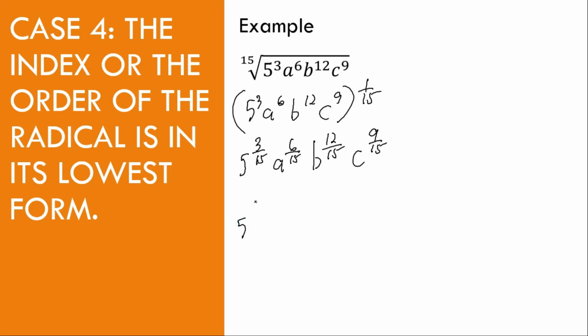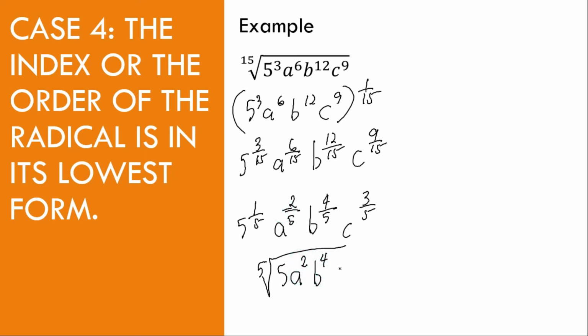Then, lowest term, si 3 over 15 can be written as 5 raised to 1 over 5. Si a naman, 6 over 15, divide nyo both by 3, so it will become 2 over 5. Si 12 over 15, divide nyo both by 3 also, it will become 4 over 5. Si c naman, divide nyo din sa 3, so it will become 3 over 5. Now, sulat na natin siya into radical. Kung makita nyo, lahat ng denominator niyan is equal to 5, so it will be 5th root of 5 raised to 1, so 5 na lang yan. A raised to 2, kasi 2 yung numerator. B raised to 4. C raised to 3. So, this one will be your final answer.